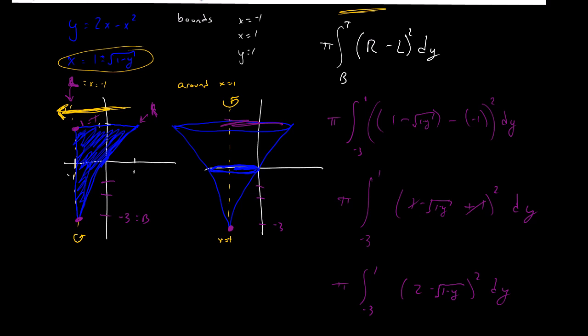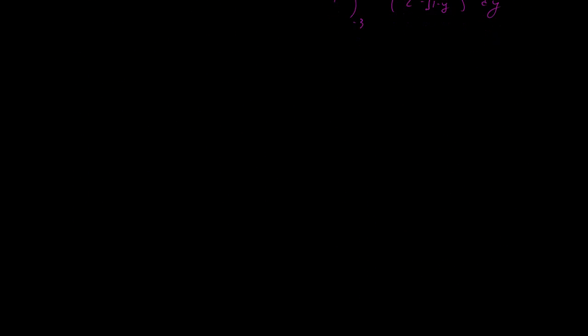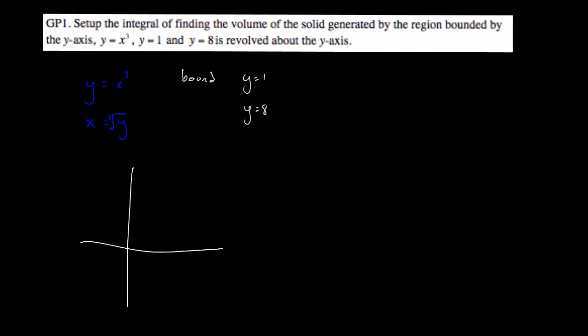So let's do one more, the guided practice one, just as a whole review. The first step is: what is our function? It's y equals x cubed. Do we like it in that form? No, because we want it in terms of x. So x equals the cube root of y. Nice and easy. We're bounded by y equals 1 and y equals 8. So if we come over to our picture, I'm going to set this up.